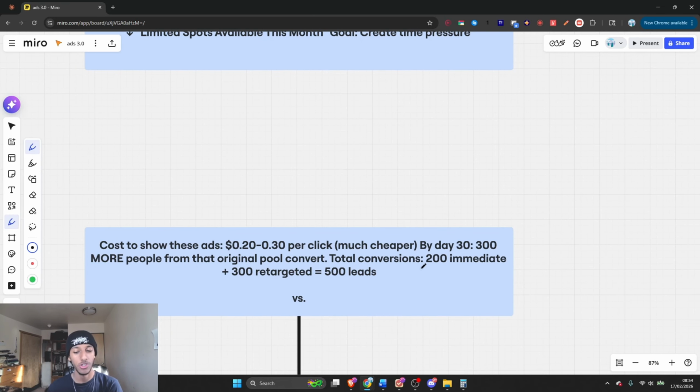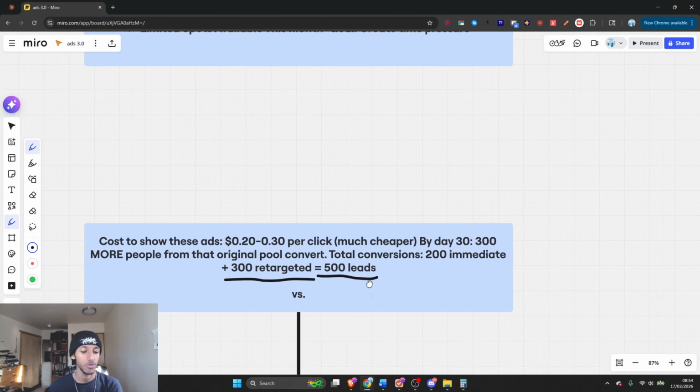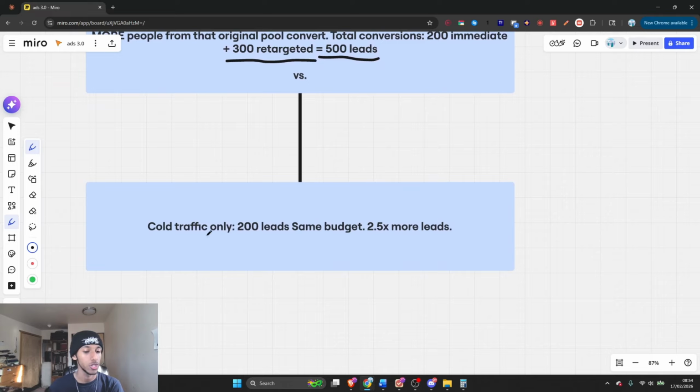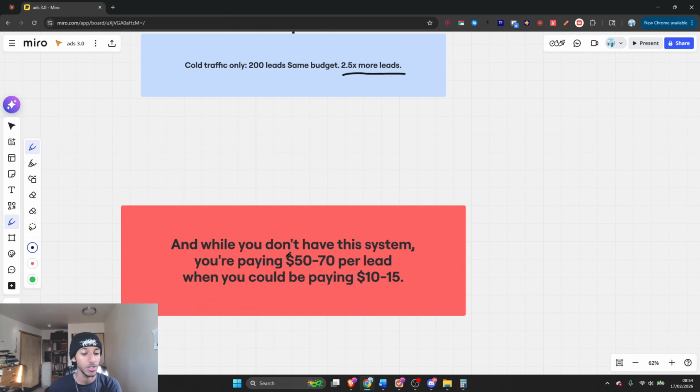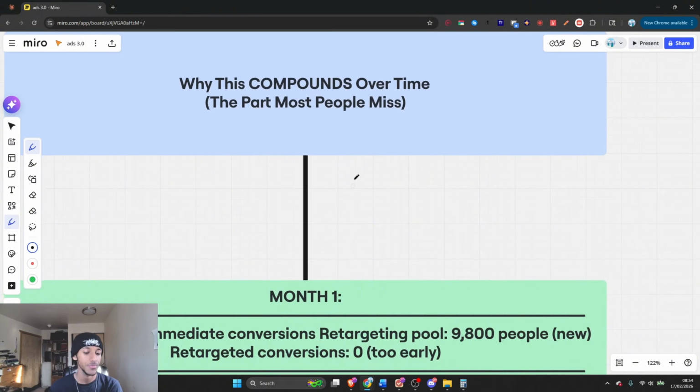The total conversion is around 200 immediate, plus 300 retargeted for the next month, is 500, versus cold traffic only, 200 leads, same budget, but you get 2.5x more leads. And when you're not doing the system, you're paying $50 to $70 per lead when you could only be paying 10 to 15. Why this compounds over time, the part that people most miss.